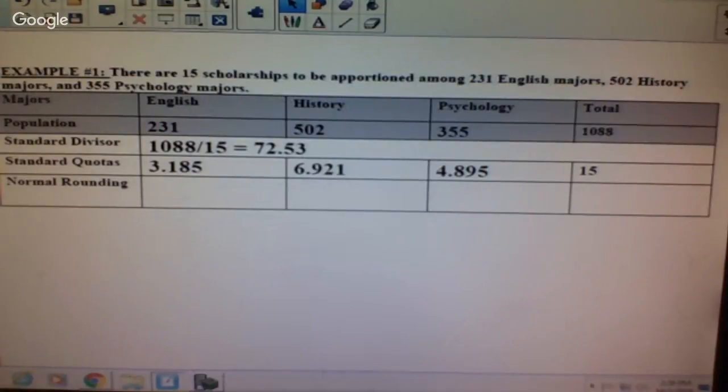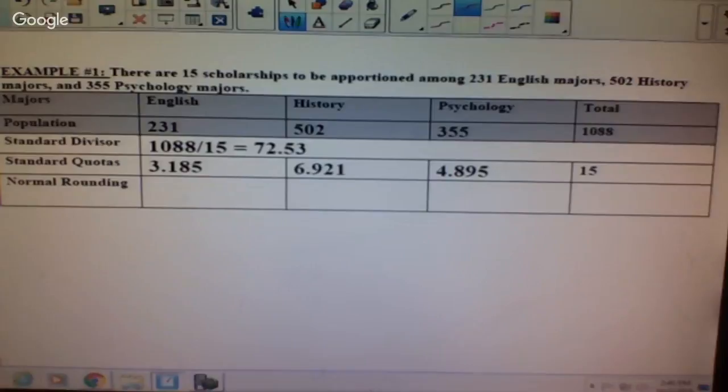So here's example 1. I've got 15 scholarships that I'm giving to English majors, history majors, and psychology majors. So I already did the majority of this for you. If you add them all up, you get 1088. We divide by 15, which is your seats, and you get a standard divisor of 72.53. You would then at that point plug everything into your calculator. You do 31 divided by x, 502 divided by x, 355 divided by x. Put 72.53 into your table start, and you get these standard quotas.